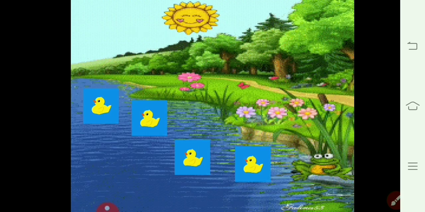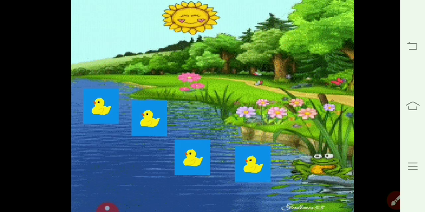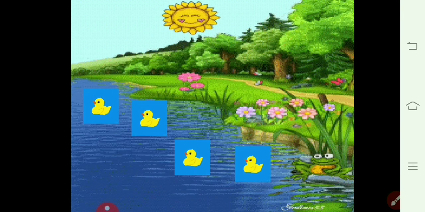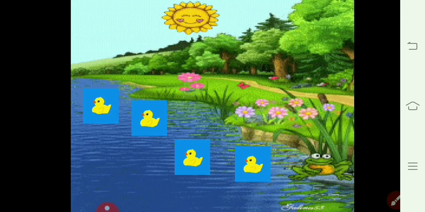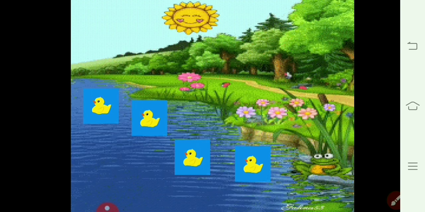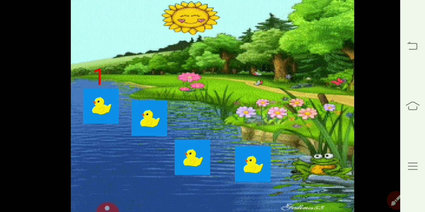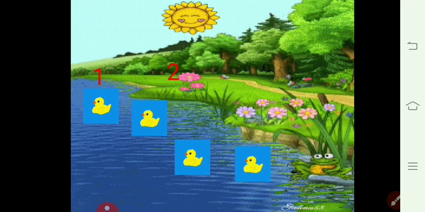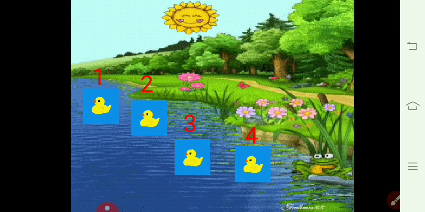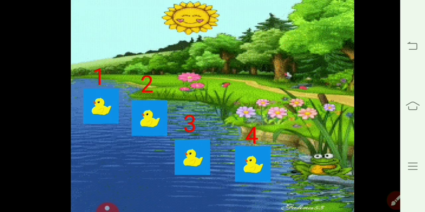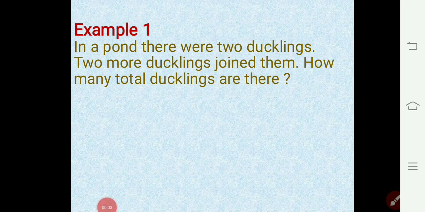पहले two ducklings थी, two ducklings और join हो गई. So children, the main point is that adding is going on. Adding मतलब join हो रहे हैं. The number is increasing. So this is an addition sum. We have to count the total number. How many total? 1, 2, 3 and 4. So total ducklings are how many? 4.